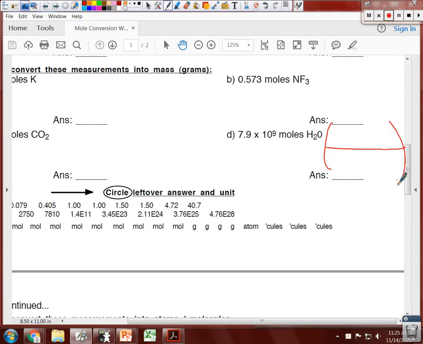So the first thing we need to do is, where do we put moles to get rid of it? On the bottom. Okay. We can go from moles to grams in one step. We know that moles is always 1. The mass of water is 18.02. So that's going to be the number we've got to deal with.